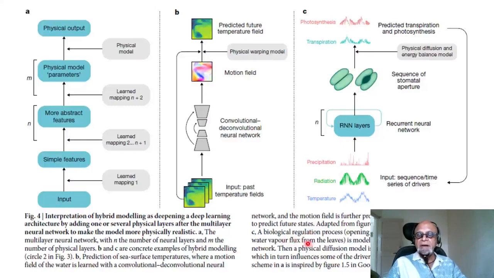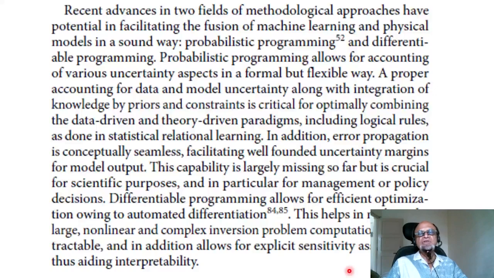So if you want to read it, a biological regulation process, opening of the stomatal valves controlling water vapor flux from the leaves, is modeled with a recurrent neural network. Then a physical diffusion model is used to estimate transpiration, which in turn influences some of the drivers such as soil moisture. The basic scheme is inspired by this paper that it talks about. Recent advances in two fields of methodological approaches have potential in facilitating the fusion of machine learning and physical models in a sound way, and probabilistic programming and differential programming are the two that you want to merge here.